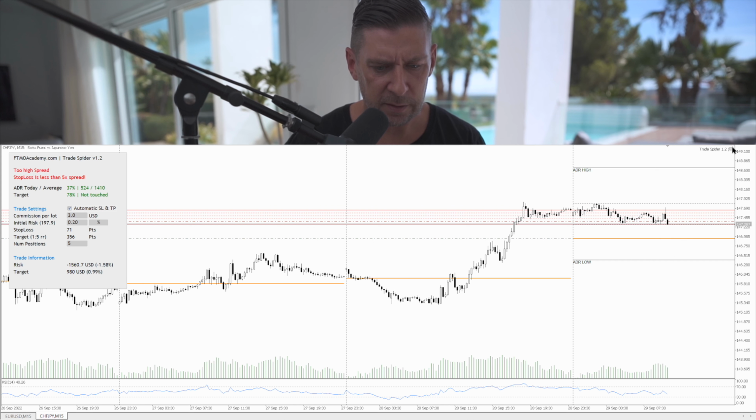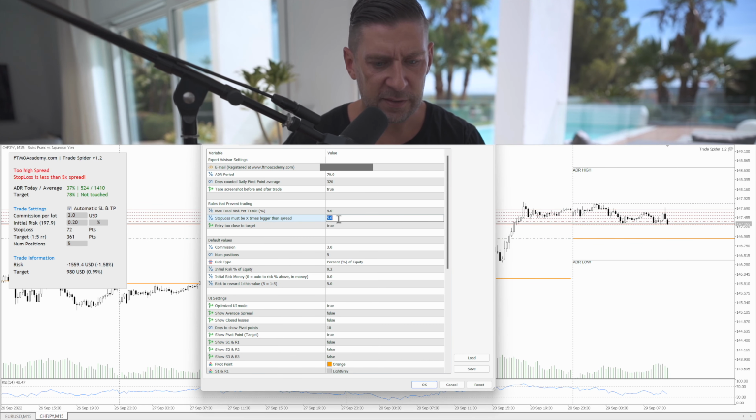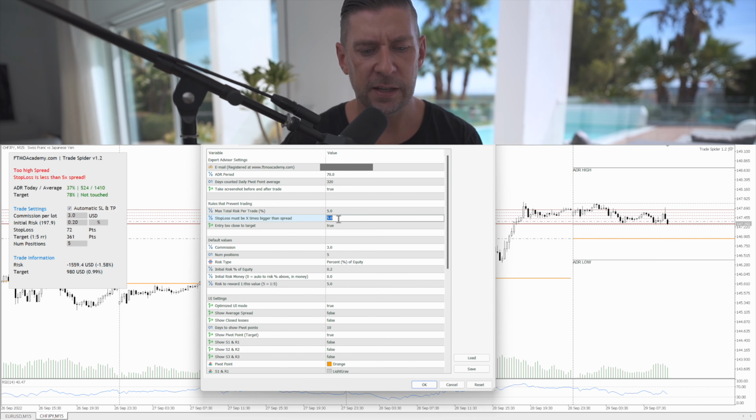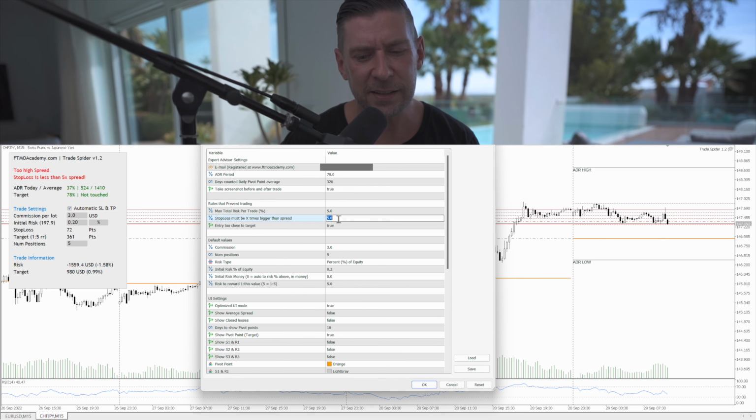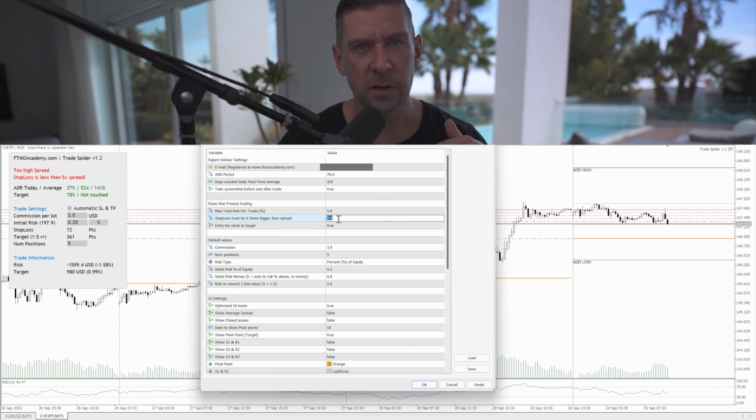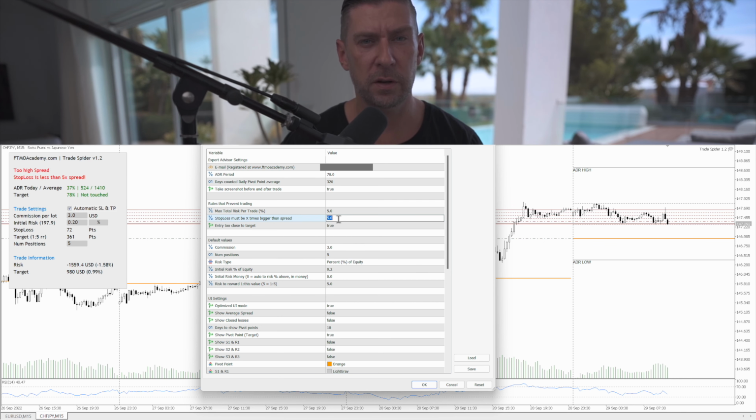And here in the input settings, I need to change the spread. This is the stop loss must be X times bigger than the spread. So if the spread is 10 points, the stop loss must be at least 50 points for you to be able to open the trade. It's a built-in warning system that prevents you from entering trades when the spread is huge, which can ruin your trade. You can just open a trade and immediately hit your stop loss and open the next position, and boom, you have ruined the trade with 5 losing positions.